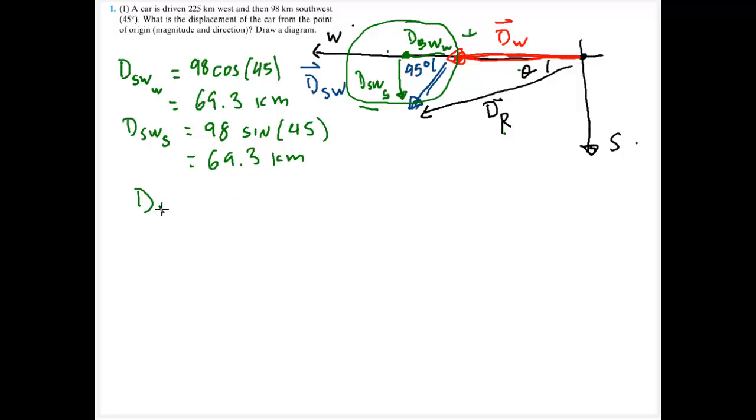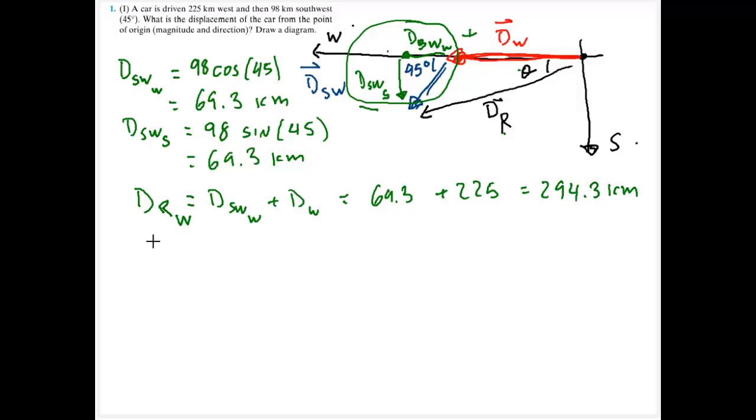So my resultant displacement in the westerly direction is going to be the sum of those two. It's going to be d southwest in the west plus d west. So that's going to be 69.3 plus 225 kilometers, which is equal to 294.3 kilometers. D resultant in the southerly direction is just d southwest in the southerly direction, or 69.3 kilometers.